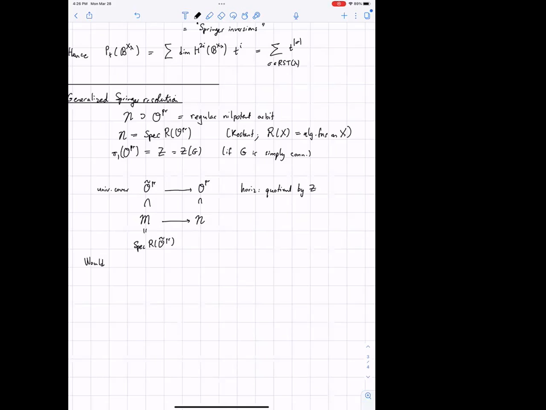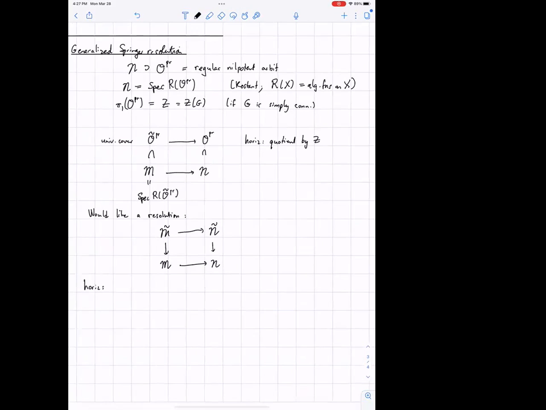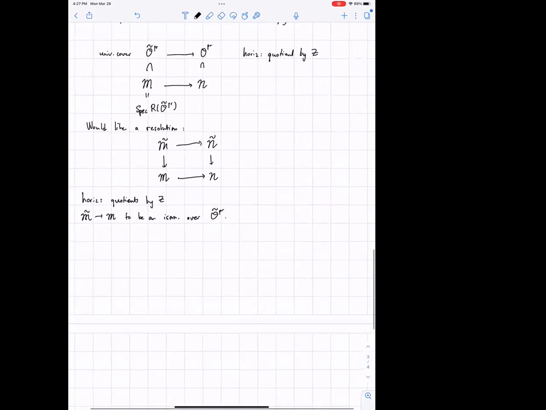So what we would like is a resolution, something that's like the Springer resolution, making this diagram commute, where the horizontal maps are quotients by Z. And since this is going to be a resolution, we'd also like M tilde to M to be an isomorphism over O_PR, just because that's what's true in the Springer resolution case, that N tilde to N is an isomorphism over the principal orbit.